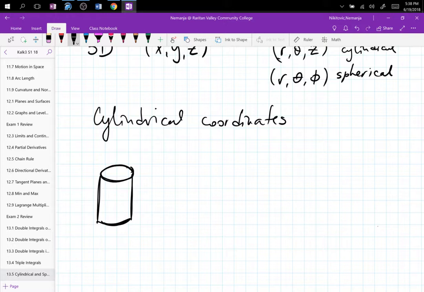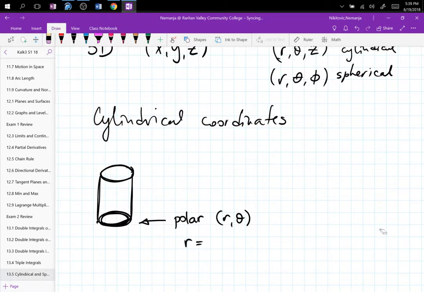Now, if you look at the soda can, you have the domain, which is a circle, and we can use polar for that domain, so r, theta, and that domain is going to be r equals some number, I don't know, some number a. And theta is going to be between 0 and 2 pi. And then you have the bottom to be z equals, let's say, 0, and the top z equals some value again.